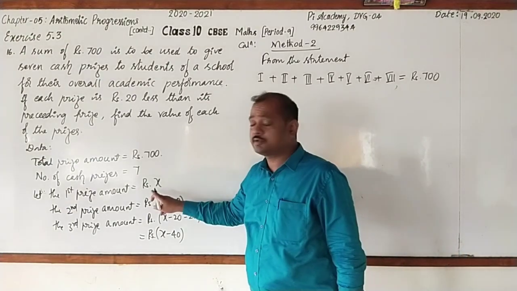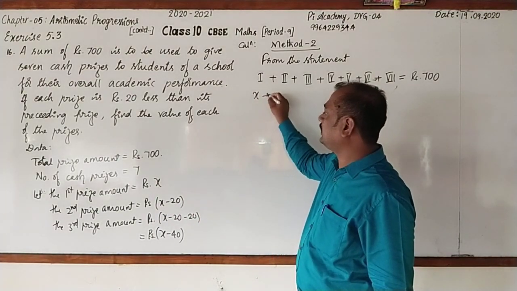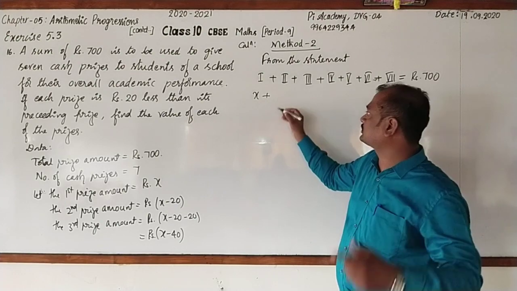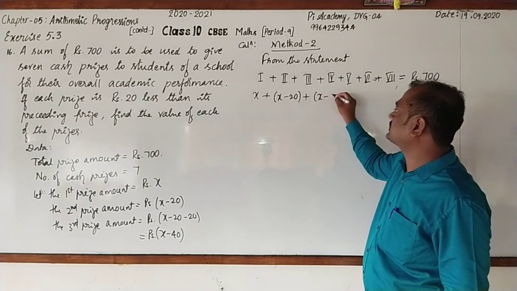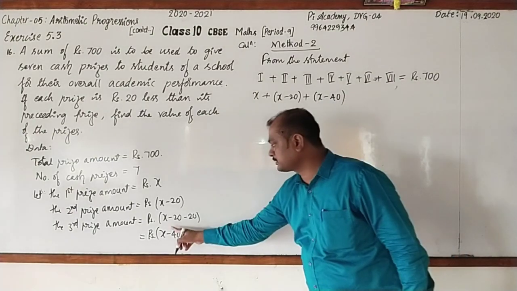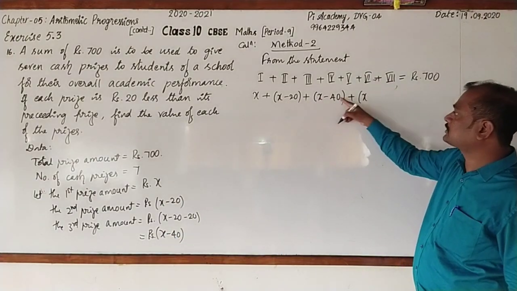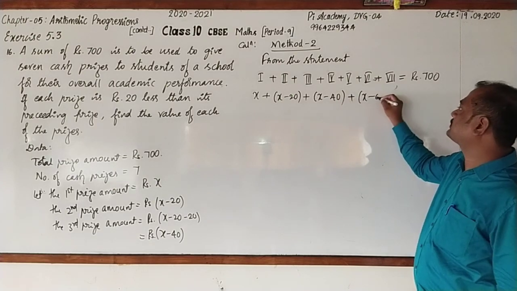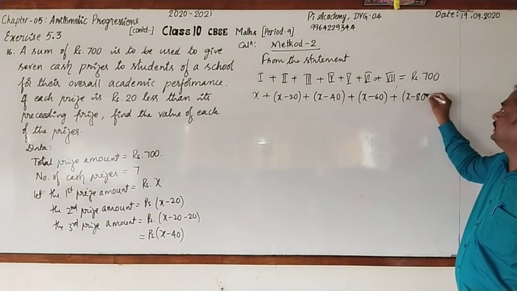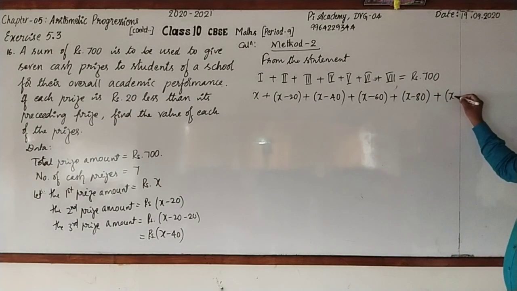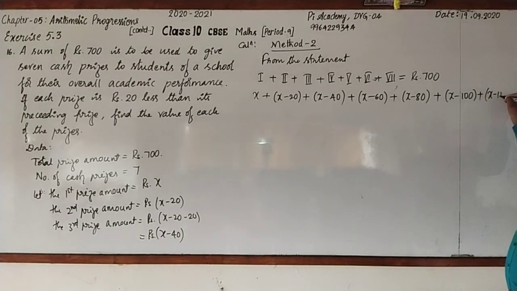Then what is the first prize amount? It is X. Then what about second one? It is 20 rupees less than the first one. We can write X minus 20. Plus third one, X minus 40, right? X minus 20 minus 20. It is X minus 40. Next, fourth one, X minus 40 minus 20. It will be X minus 60. Plus, and fifth one, it is X minus 80. Then sixth one, X minus 100. Plus, seventh one, X minus 120, right?